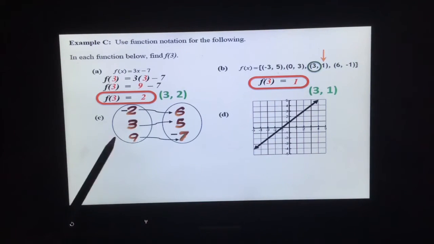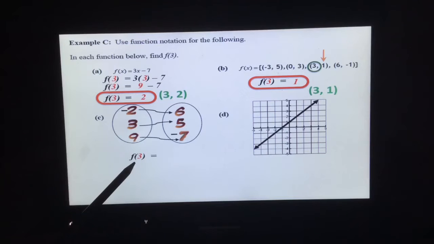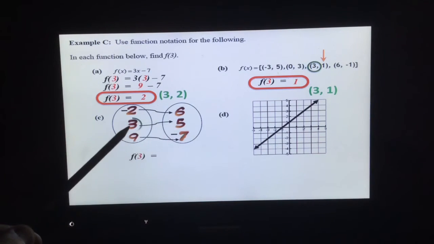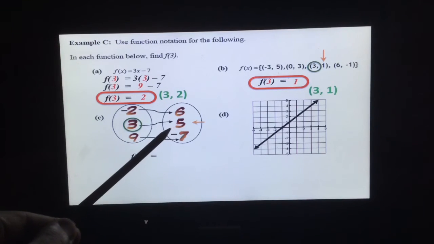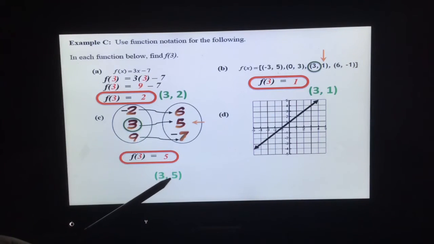All right, now the next one is like what we did on the front. The question is, what is the ordered pair of f of 3? So you got to find f of 3 over here. Go ahead and do that right now. All right, so hopefully you got this one right. Now the 3 is over here. What is it pointing at? It's pointing at 5. So since 3 is pointing at 5, we know that f of 3 equals 5. So the ordered pair that goes with this would be the point 3, 5.